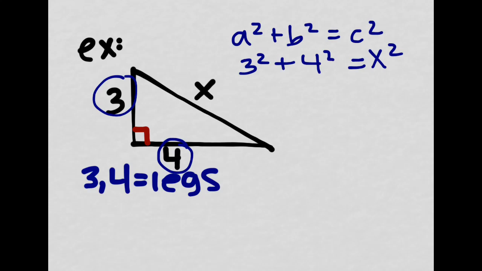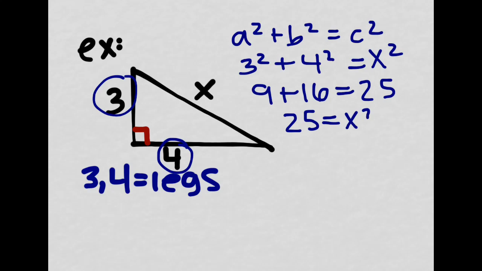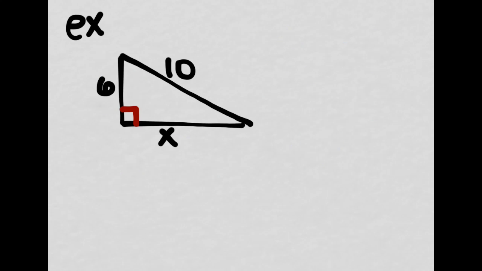Okay, so 3 squared plus 4 squared is 9 plus 16, which is equal to 25. So 25 is equal to x squared, so then we take the square root. And since x has to be positive, x is equal to 5. Okay, so easy enough. Let's try doing one more example.